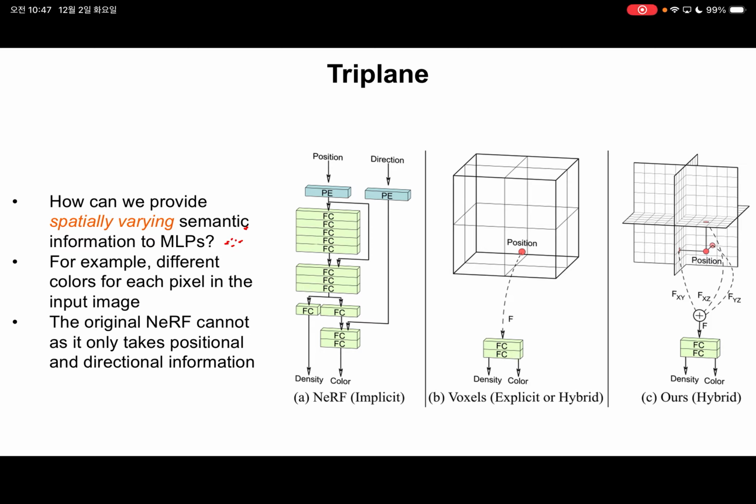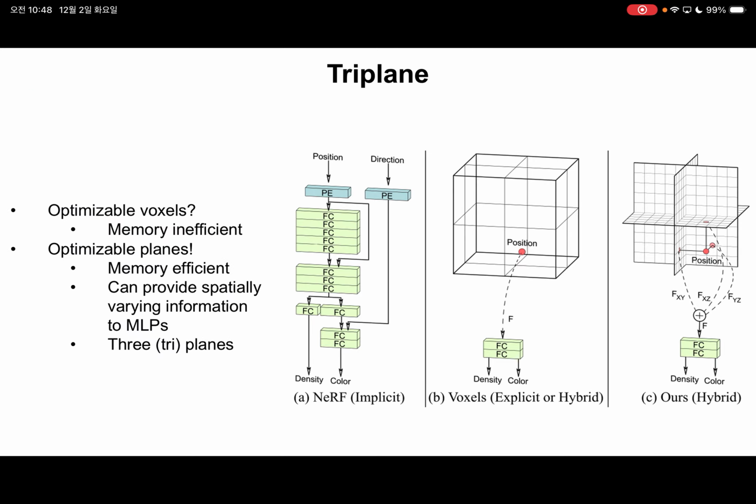How can we provide spatially varying information? Spatial means this kind of space. We have many pixels in the space, and each pixel has different colors and textures, so we can define these pixel colors as spatially varying semantic information. So how can we provide this kind of spatially varying information to MLPs? That is the motivation of triplane. One way is, for example, a different color for each pixel in the input image. The original NeRF cannot do this, as it only takes position and direction information.